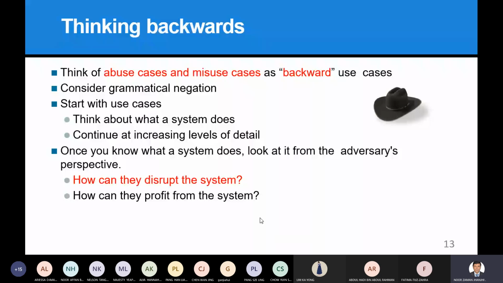And thinking backward is the most important part as well. Think of abuse cases and misuse cases as backward use cases. So you need to consider, as we were discussing, how it happened, how we can go back and trace it, how we can find the footprints, how we can get a lesson to upgrade our system, and how people can try to damage our system from that particular path, whatever happened.